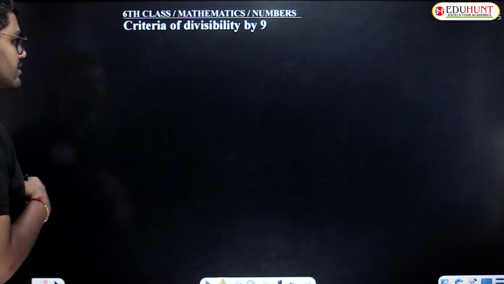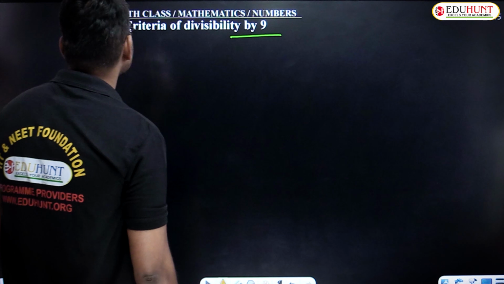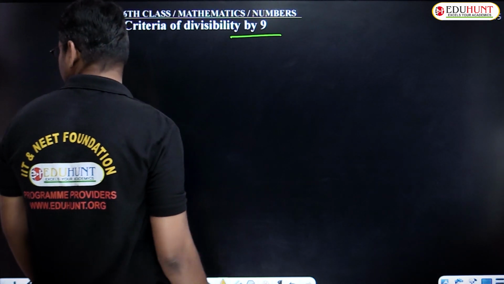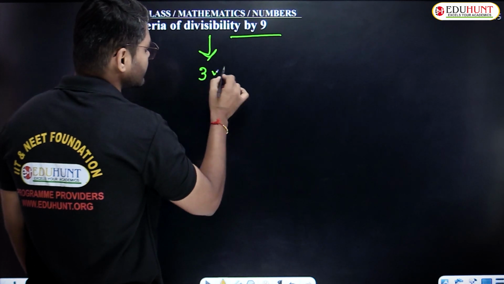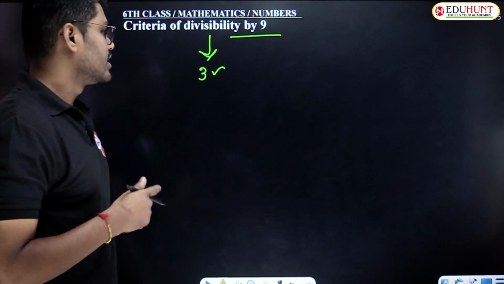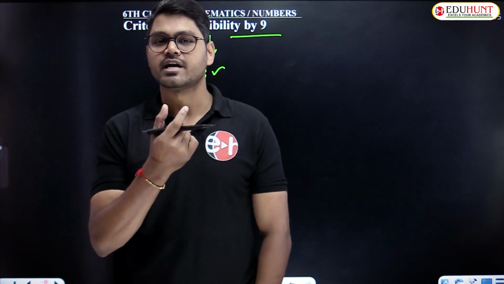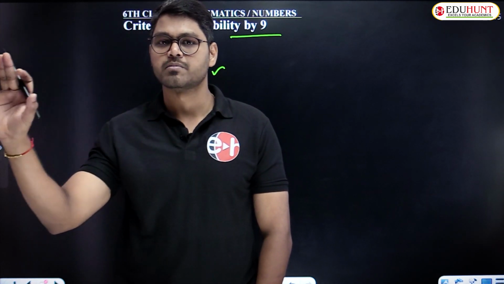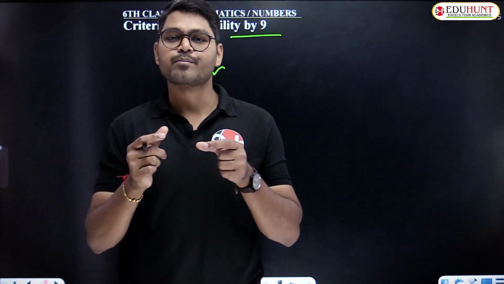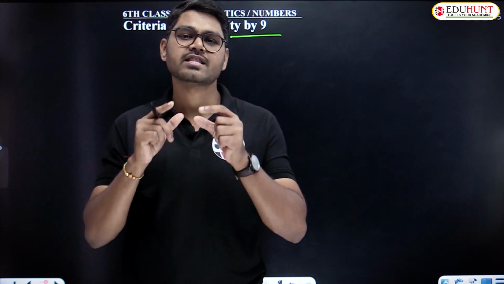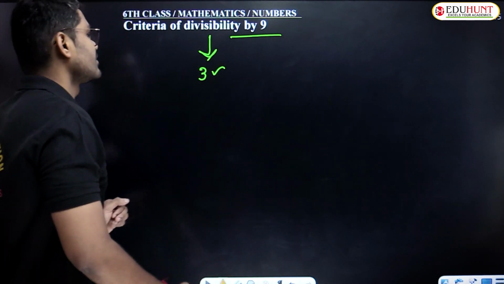Let's move on to the next one. Divisibility rule by 9. It is very similar to the divisibility rule of 3. What is the rule of 3? If the sum of the digits in a number is divisible by 3, then the whole number is divisible by 3. Here also, if the sum of the digits of a number is divisible by 9, then the whole number is divisible by 9.